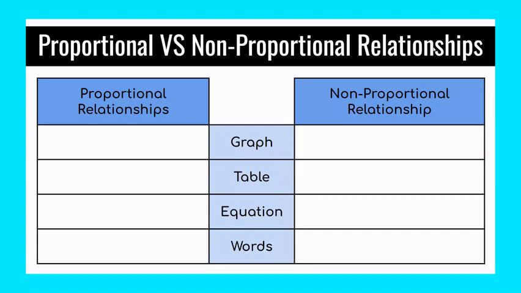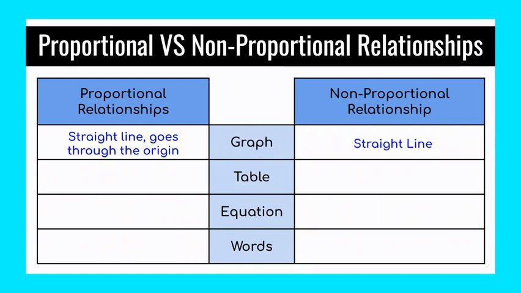So proportional relationships, the most important thing you have to remember is that proportional relationships are a straight line and it goes through the origin. Straight line goes through the origin. The origin 0, 0. So as soon as you have a straight line that touches 0, 0, it's proportional.